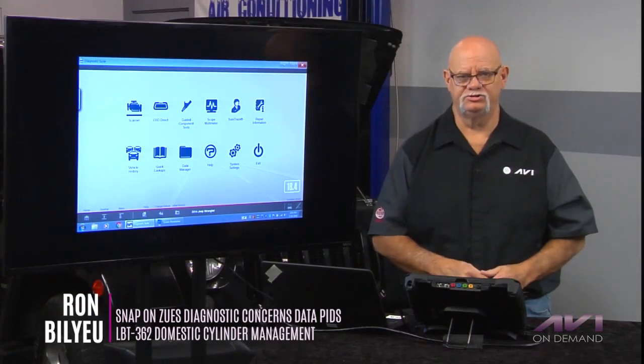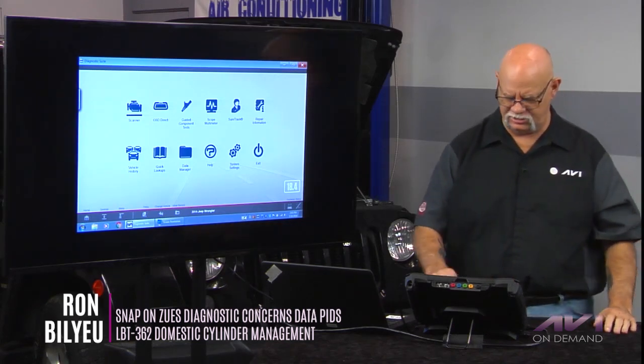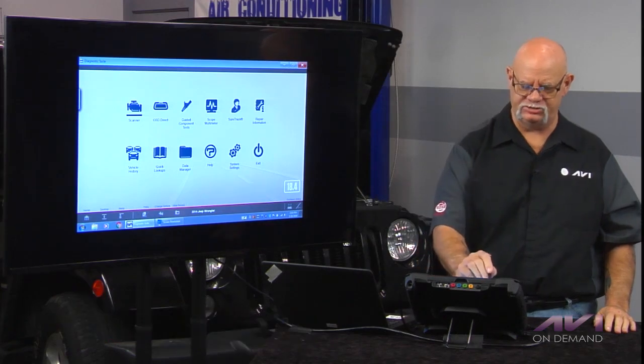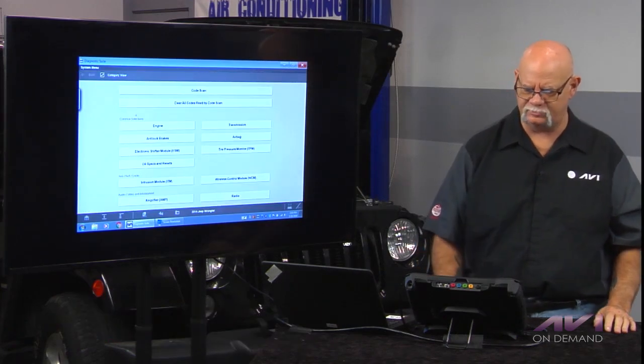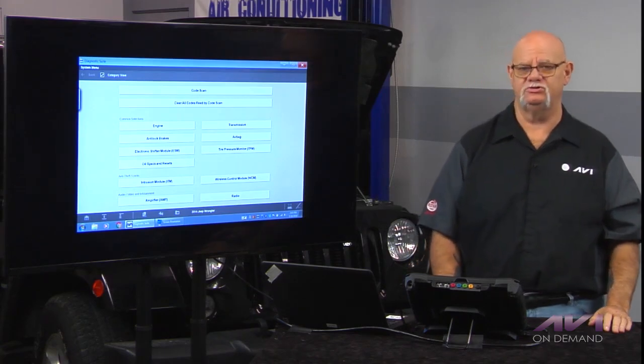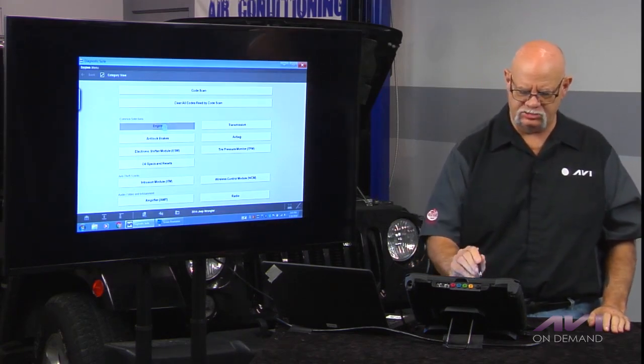Okay, we've got our Zeus connected. It is a Bluetooth dongle to the data communication link. We are on the home page of the Snap-on Zeus diagnostic platform. We've already linked up and identified it as a 2014 Jeep Wrangler. We're going to go into Engine.